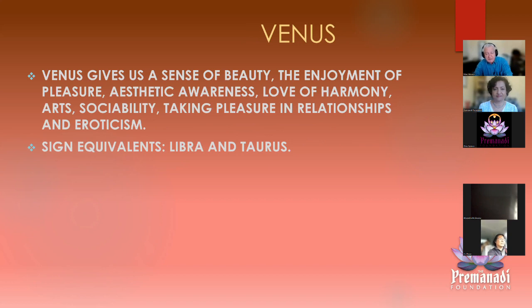Venus, most of us know Venus. Venus today is a fifth and sixth density planet. It's very, very strong, love-oriented, and it gives us a sense of beauty, the enjoyment of pleasure, aesthetic awareness. I mean, arts, love and harmony, sociability, taking pleasure in relationships, and also eroticism. The sign equivalents are Libra and Taurus. Both of them are ruled by the planet Venus. So that's an easy one to remember. Most of us know that Venus is associated with love, but it's also aesthetic awareness and specifically arts very heavily.